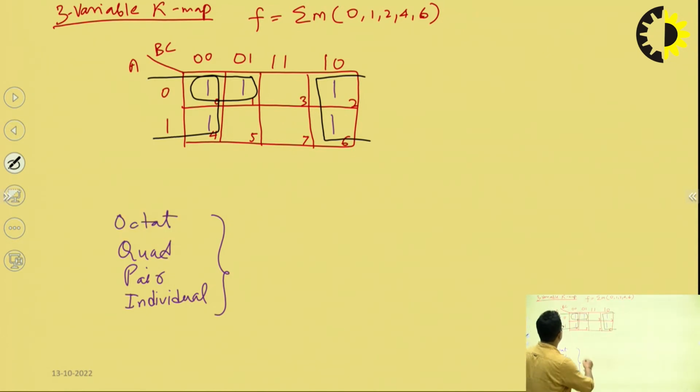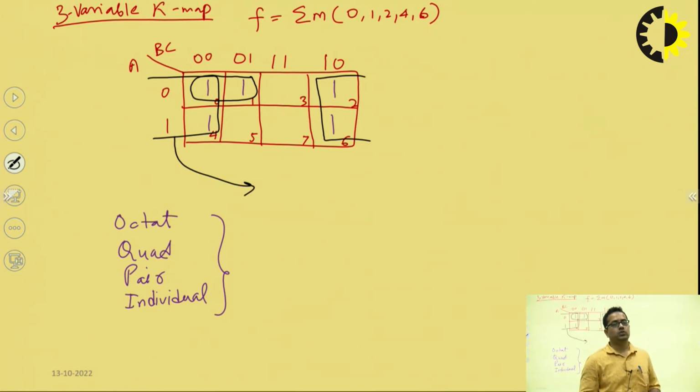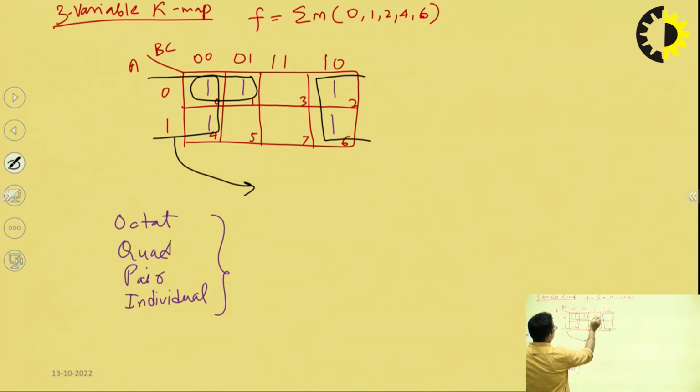So its simplified form will be written from these combinations of 4 minterms. Whatever we can take common here: if we are talking about the rows, there is nothing that we can take common from the rows. So we have to just observe the columns for what we can take common. What we can take common in the column is C bar, because C bar is common in the first and the last one. So its simplified expression will be C bar.